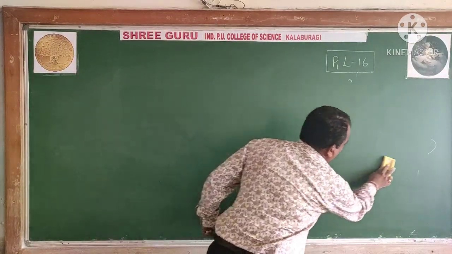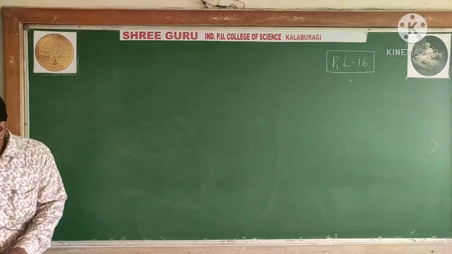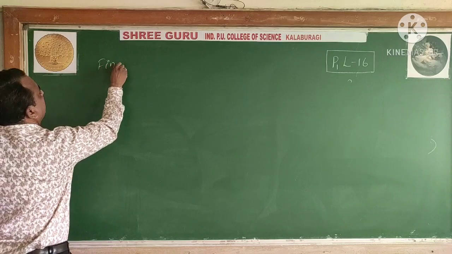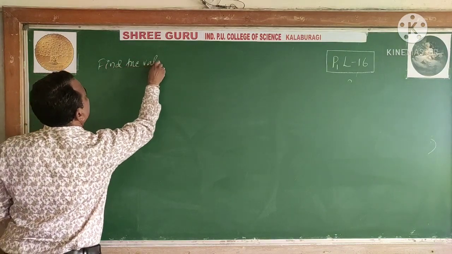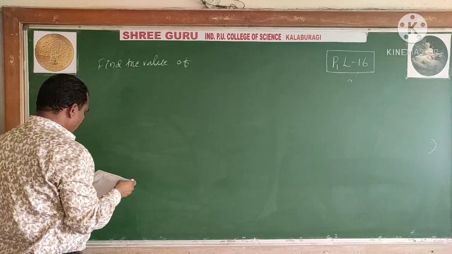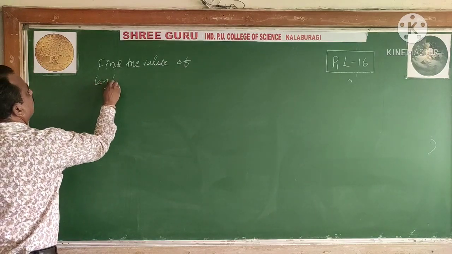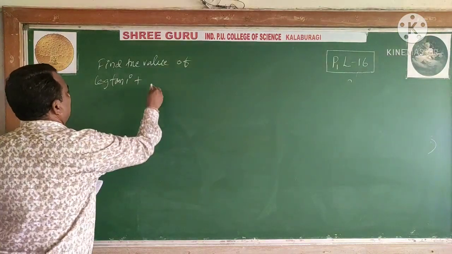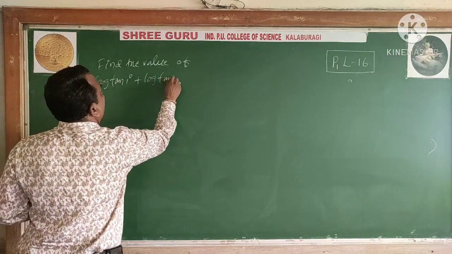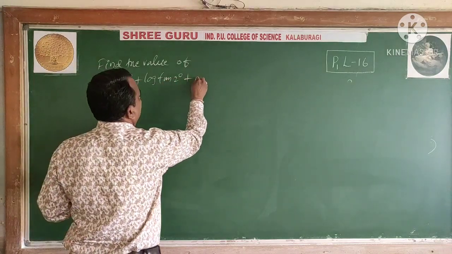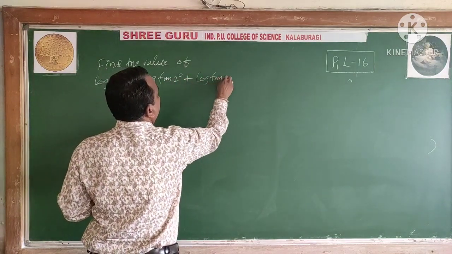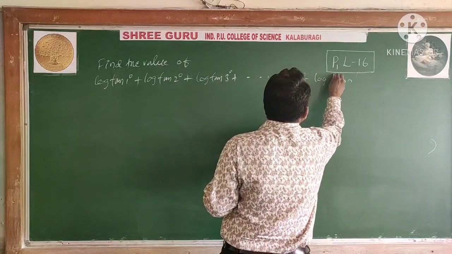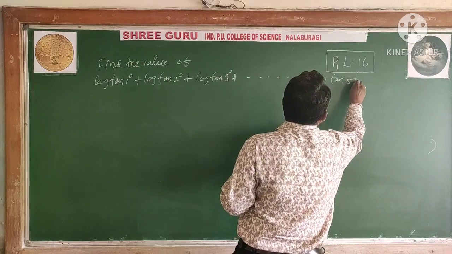One more question of the same type. It is a question also asked in the CTA examination, in terms of logarithm. See, students, find the value of log of tan 1 degree plus log of tan 2 degree plus log of tan 3 degree, and so on up to log of tan of 89 degree.